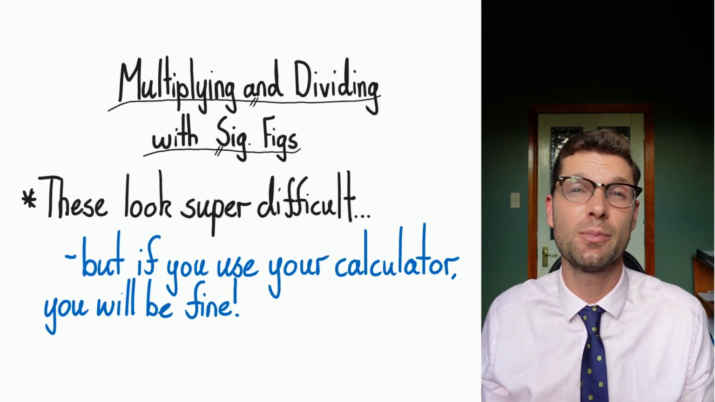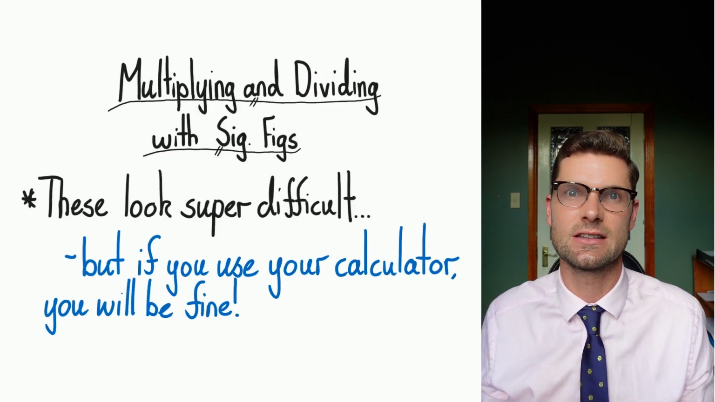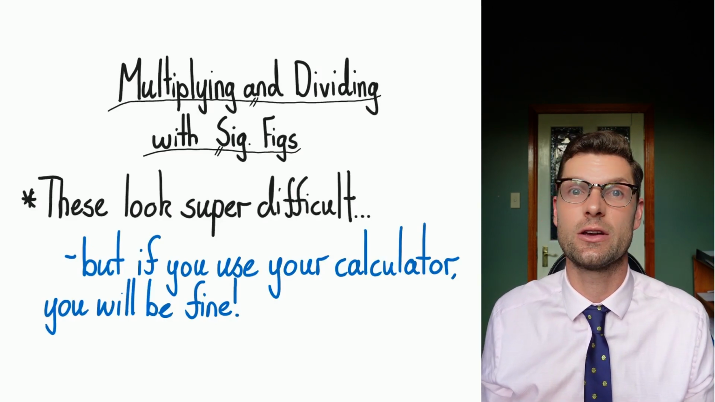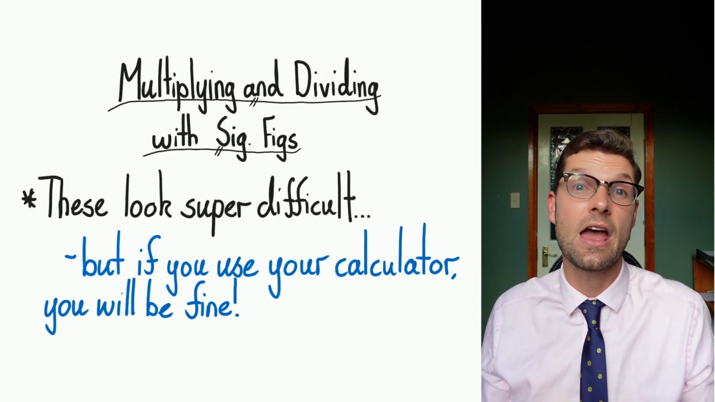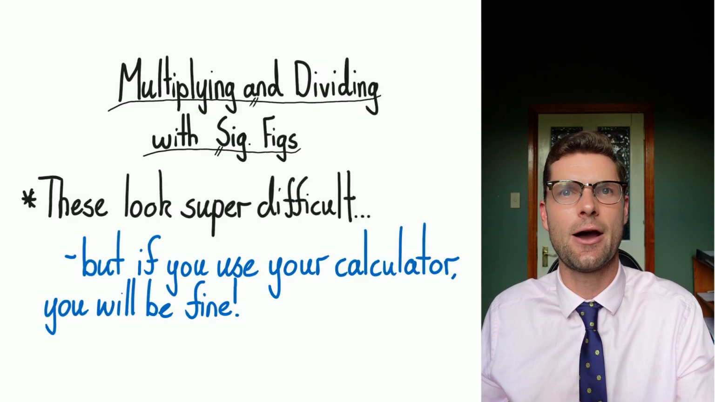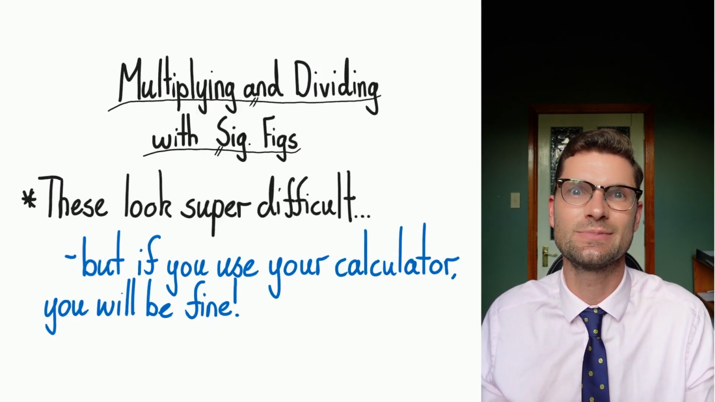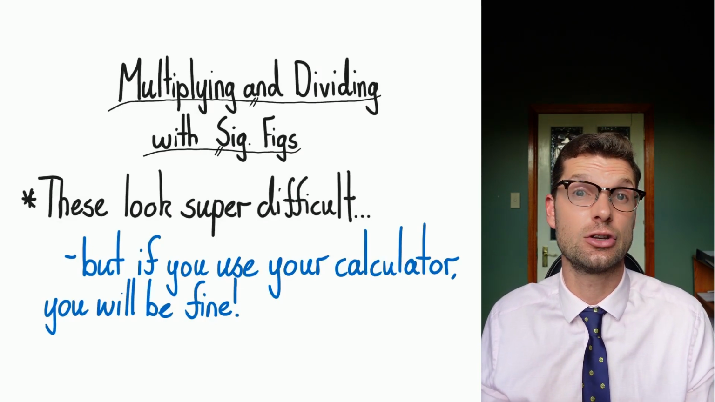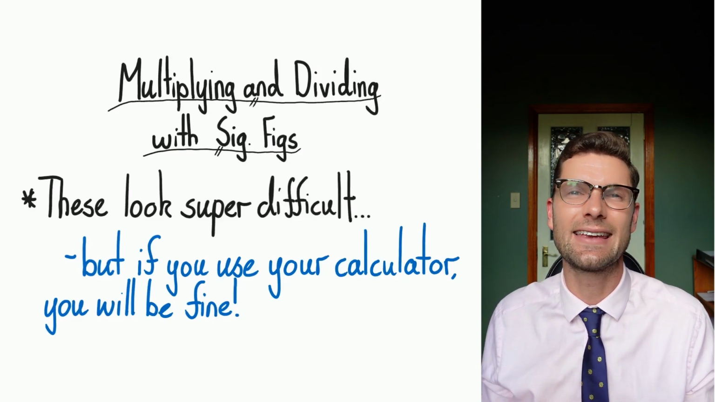Today we're going to look at multiplying and dividing with significant figures, and specifically when we're looking at questions in index notation. These look really difficult. There's a lot going on. We've got decimals, we've got powers, but it's not too difficult. If you have your calculator and you can take the time to use it effectively, I guarantee you're going to get these questions right every single time.